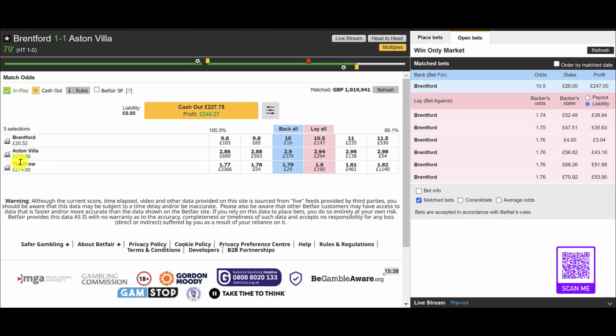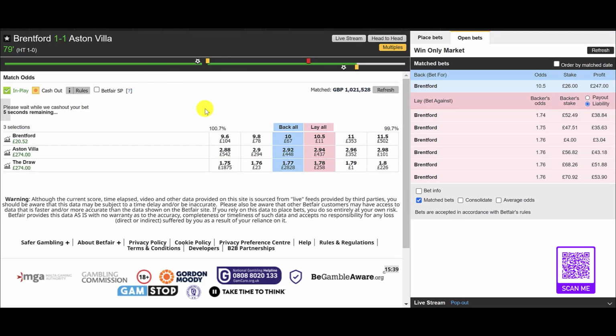If you want to leave it all on the draw and Aston Villa at this point, Brentford down to 10 men, maybe it's not worth locking it in. Okay, just showing you guys what can be done. But of course, if you just want to keep it simple, you can just lock it in like this.